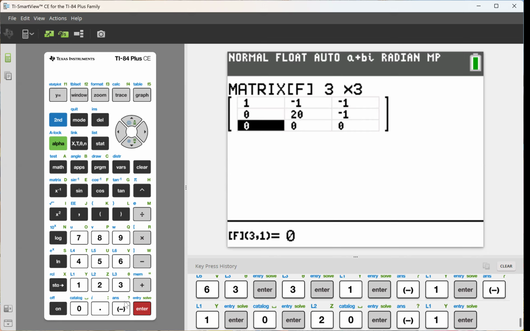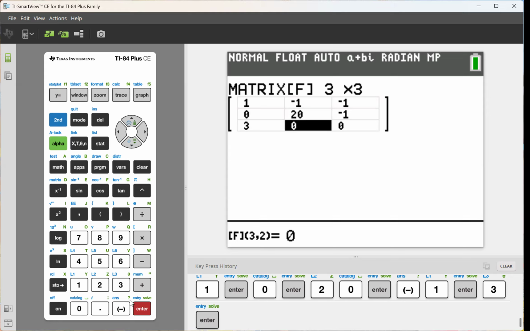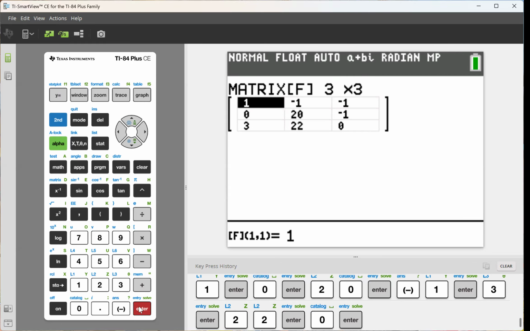Okay, the coefficient on x was 3. The third constant was 22. And the coefficient on z was 0. Okay, I'm going to do a quick check. 1, 0, 3, -1, 20, 22, -1, -1, 0. So we're good to go there.